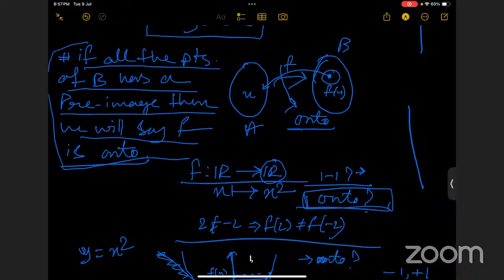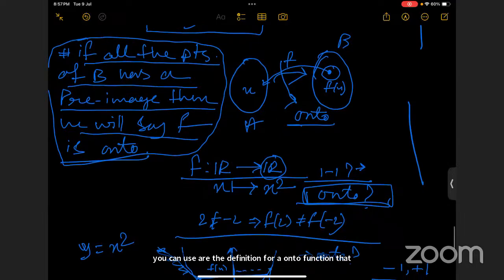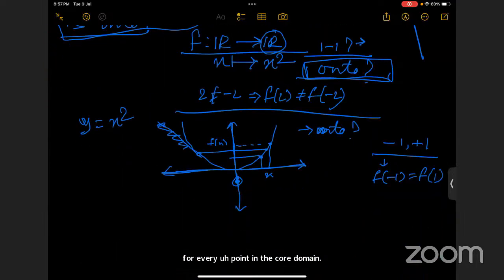We can look at the definition for an onto function: for every point in the codomain, we will have some pre-image. So if we take some point here, is there any pre-image for this? No, ma'am. But then, ma'am, don't we consider the codomain and the range should be equal? Yes. If a function is onto, then the codomain and the range should be equal.